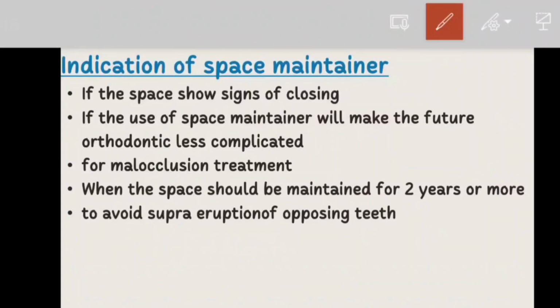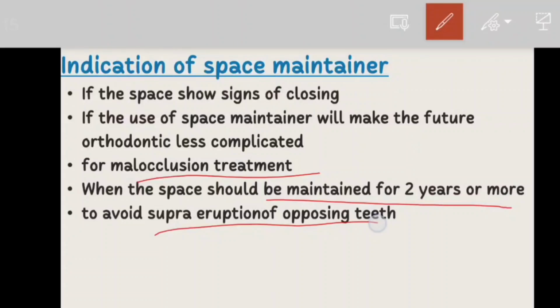Now we see the indications of the space maintainer. First, if the space shows signs of closing, meaning teeth are moving into that empty space, we use a space maintainer. Second, if the use of a space maintainer will make future orthodontic treatment less complicated. If we maintain space early, braces treatment later becomes simpler. Third is for malocclusion treatment. Fourth is when the space should be maintained for 2 years or more. Sometimes permanent tooth eruption takes time, so we maintain space for a longer duration.